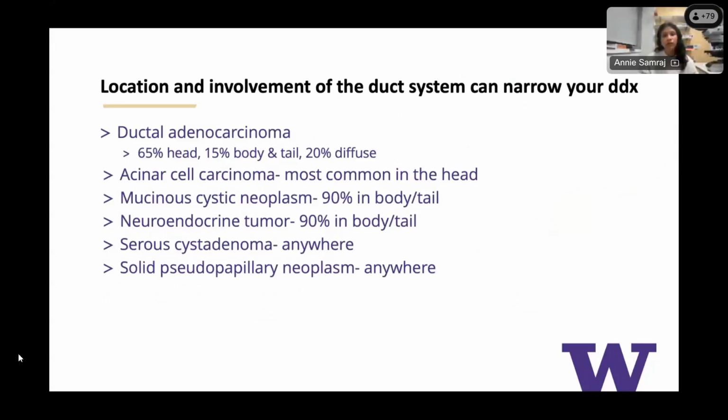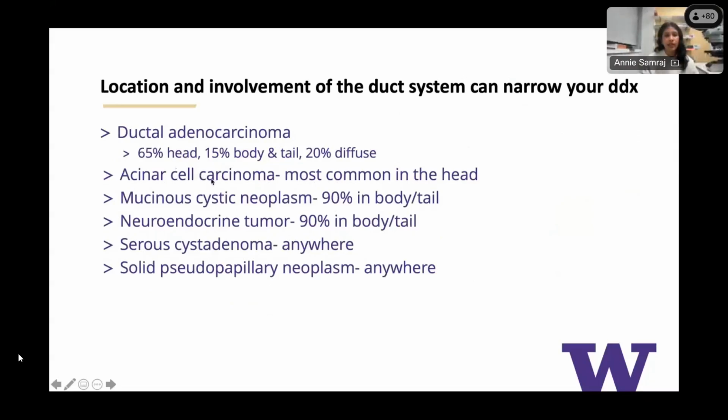And also, when we look at the anatomy, we want to think about the Vaterian system or the duct system. So the pancreatic duct, the main pancreatic duct, and its side branches, and also the location of your tumor. Because based on where the tumor is, you can narrow your differential diagnosis. So, for example, ductal adenocarcinoma is predominantly in the head, as is acinar cell carcinoma.